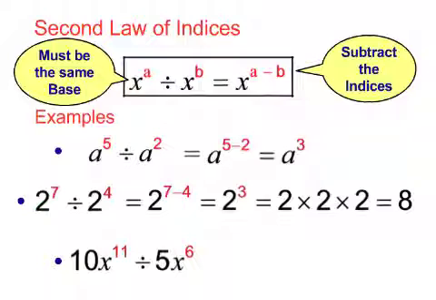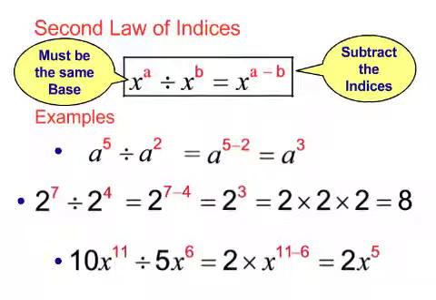And finally, here are two numbers, 10 and 5. 10x^11 divided by 5x^6. Here we can divide the numbers. 10 divided by 5 gives us 2. That's one part of this problem. The other part is dividing the terms with indices.